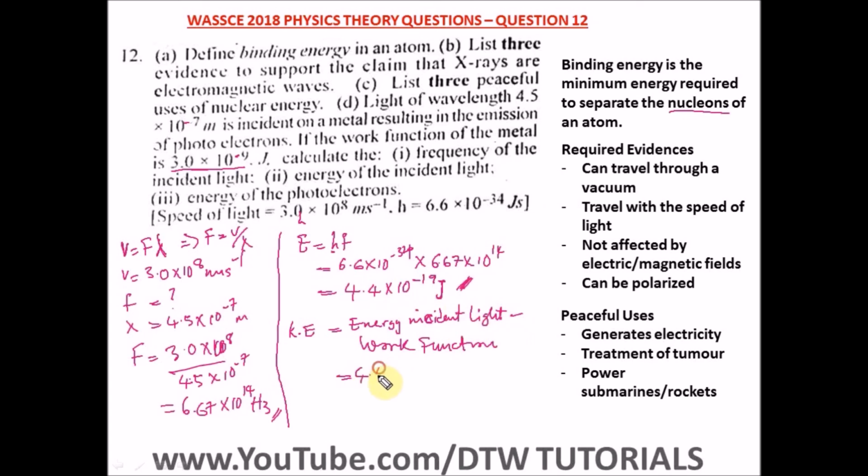So here we have, the energy of the incident light is 4.4 times 10 raised to the power minus 19 joules, minus our work function, which is 3.0 times 10 raised to the power, this should be 10 raised to the power minus 19 joules. Okay, so this minus this will give us 1.4 times 10 raised to the power minus 19 joules. So this is the answer. Alright, so this is the energy of the photoelectron. So this is our final answer.